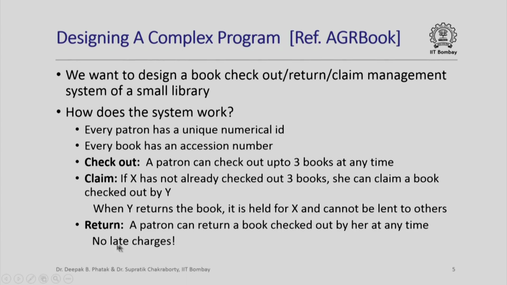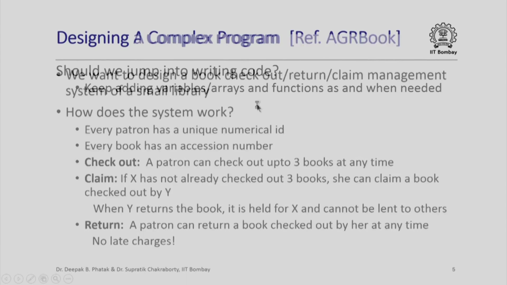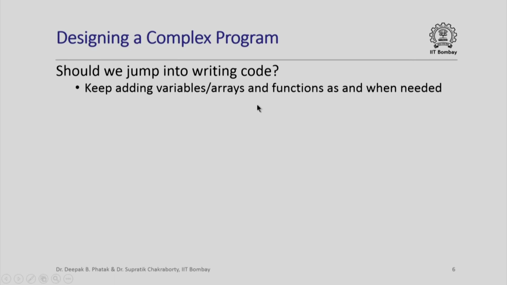And let us say that this is a fairly benevolent small library, there are no late charges for returning books late. So how are we going to implement the information management system for keeping track of checkouts, claims and returns for this small library? Should we jump into writing code straight away and then keep adding variables or arrays and functions as and when needed?